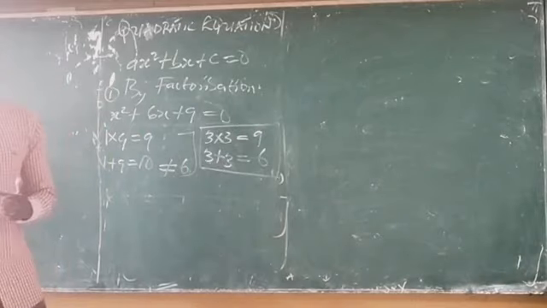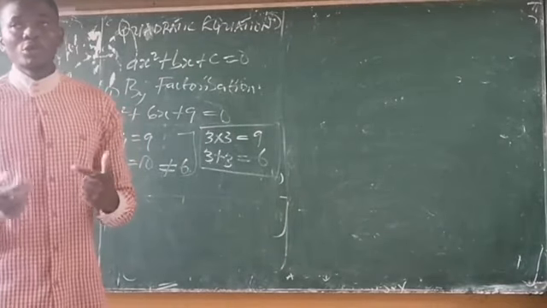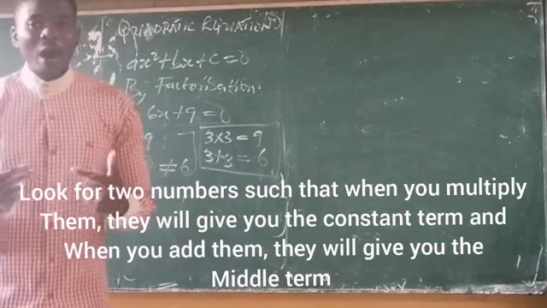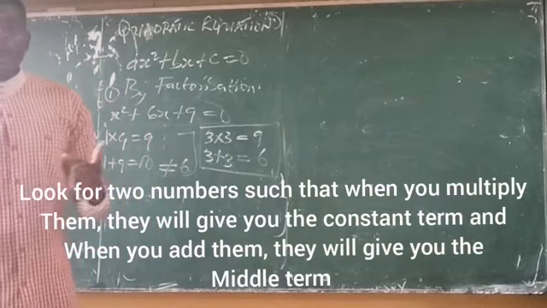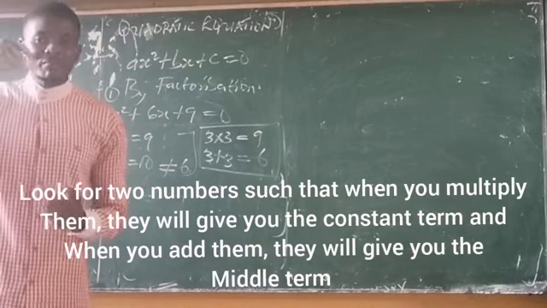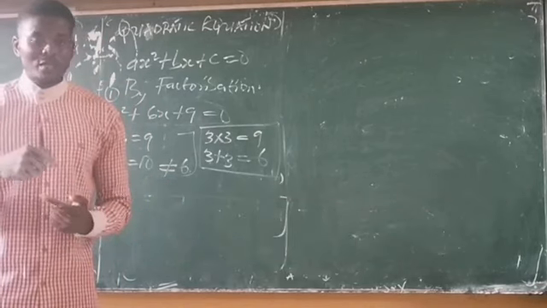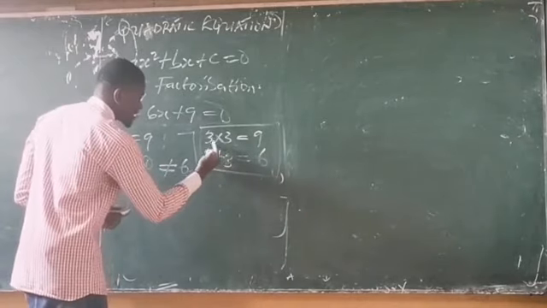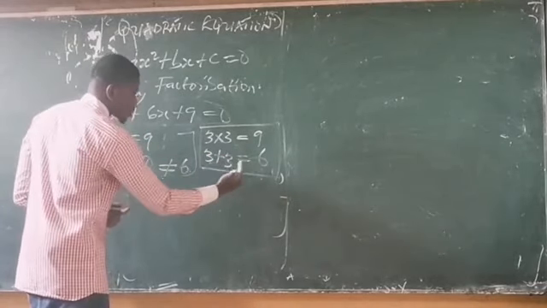So that is the factorization method. You look for two numbers such that when you multiply them, you get the constant term, and when you add these same two numbers, you get the middle term of the quadratic equation. And we will obtain those two numbers to be what? 3 and 3. 3 times 3 is 9, and 3 plus 3 is 6.